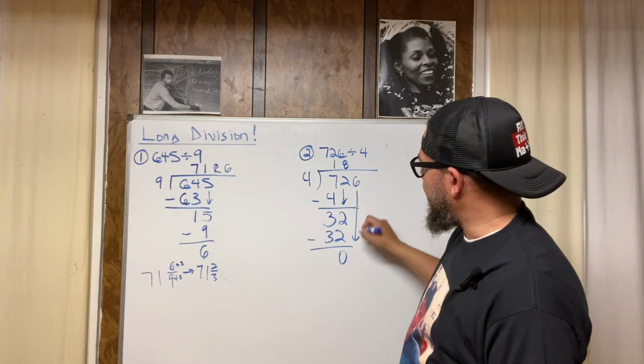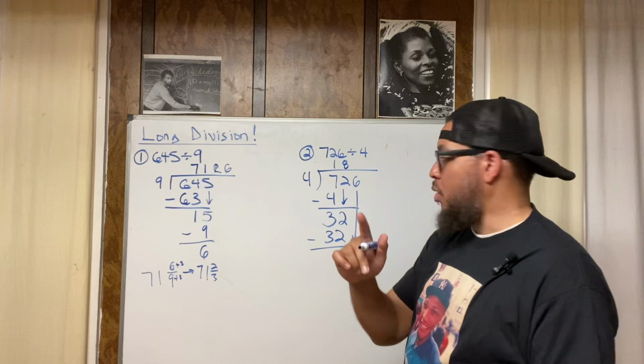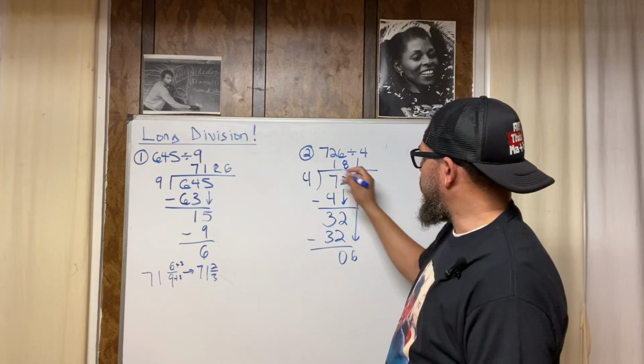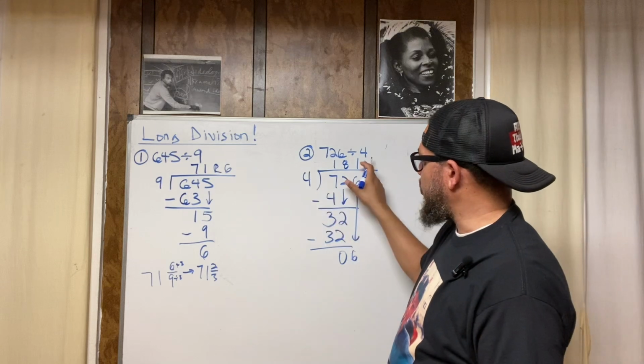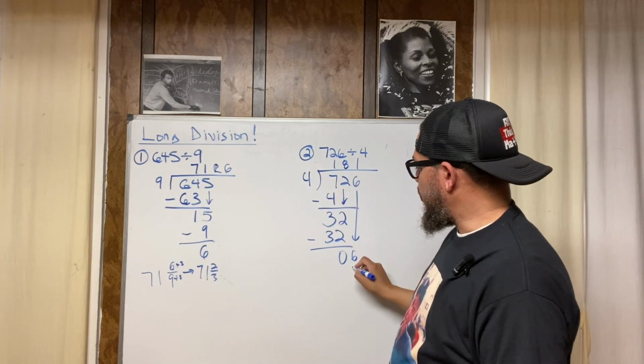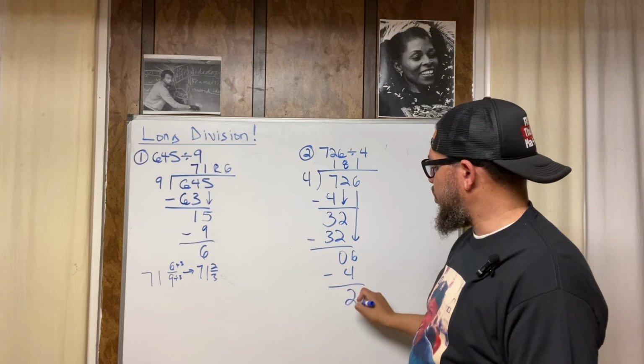Now we bring the 6 down. That's 6 from the dividend. 6 divided by 4. How many 4s can fit into 6? 1. So we got 4 times 1. Then we did our division. Now we're about to multiply. 4 times 1 is 4. Put the 4 right here. Now we're going to subtract. 6 minus 4 is 2.